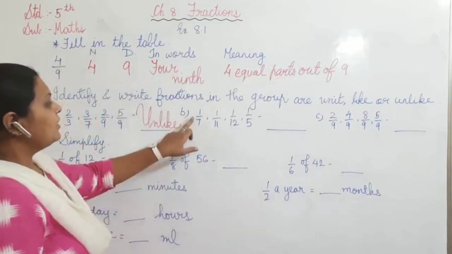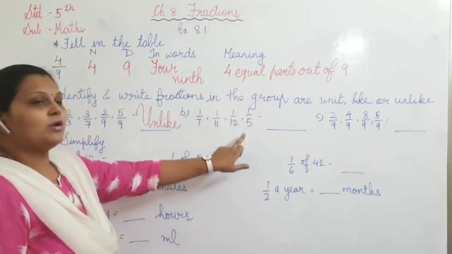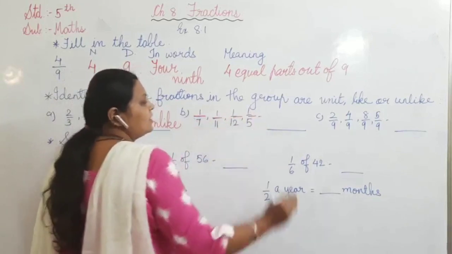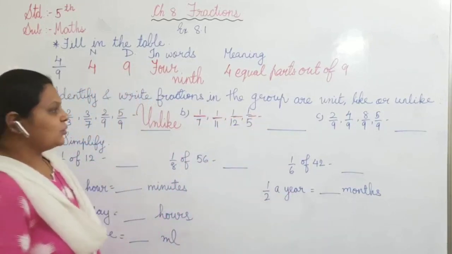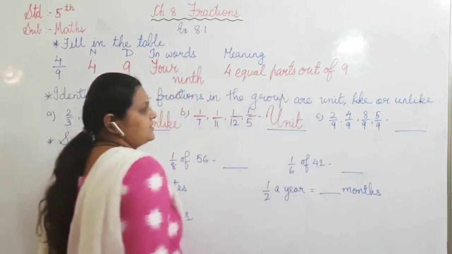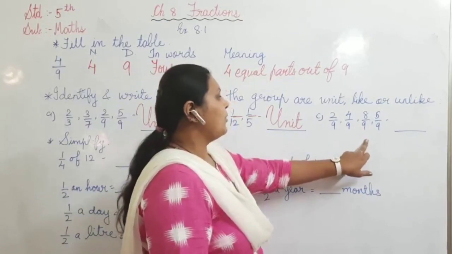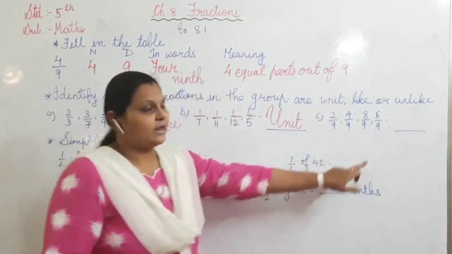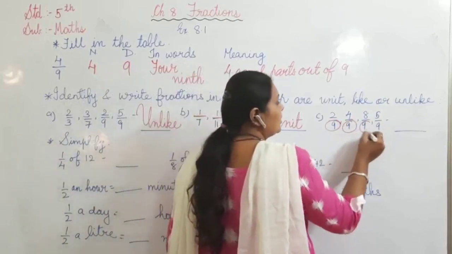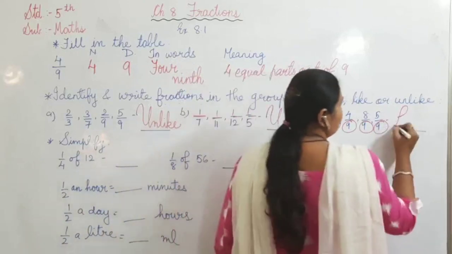Second is 1 upon 7, 1 upon 11, 1 upon 12 and 1 upon 5. Here we will observe same numerator. So, it is 1. So, it is called unit fraction. Next, 2 upon 9, 4 upon 9, 8 upon 9 and 5 upon 9. Here we will observe all the denominators are equal. So, it is called like fraction.